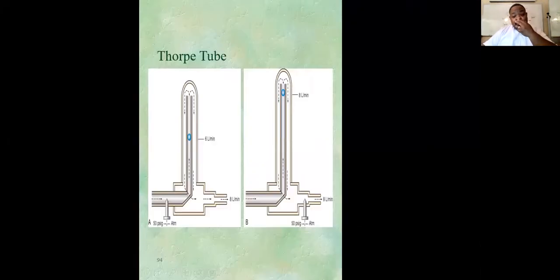All right, this is a Thorpe tube here, and it's showing you the difference between compensated and uncompensated. I told you that if it is a compensated Thorpe tube, the needle valve is distal to the float. That means after the float. So look over here. This ball here is the float. This right here is the needle valve. Look at this needle valve. Which one of these needle valves is distal to the float? Look at the arrow in which everything is going. Starting from here, going this way. Starting from here, going this way. Okay.